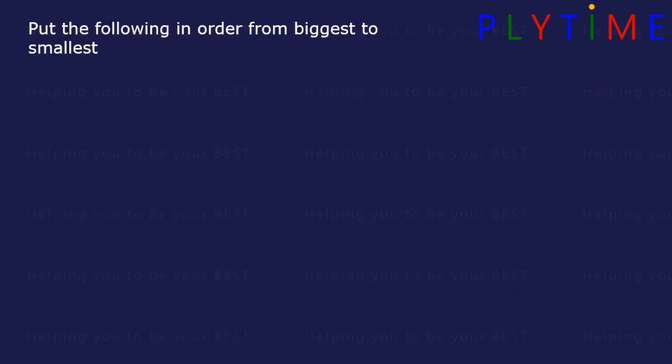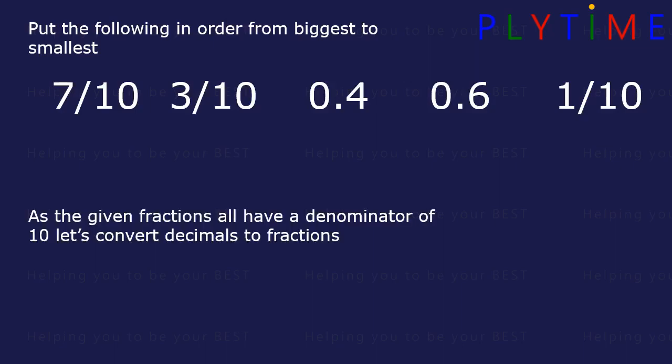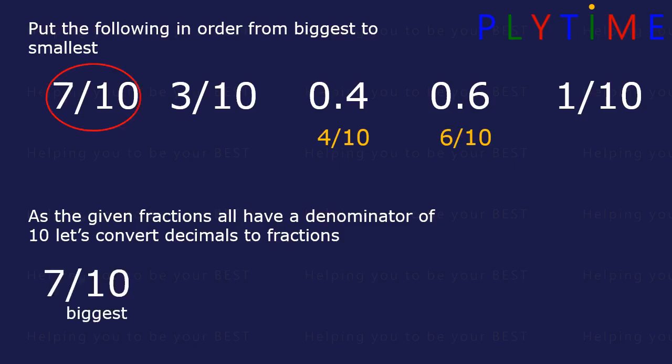Put the following in order from biggest to smallest. Again, we have decimals and fractions. As the given fractions all have denominators of 10, let's convert the decimals to fractions. 0.4 is the same as 4/10, and 0.6 is 6/10. Now they all have the same denominators, so we can just look at the numerators.